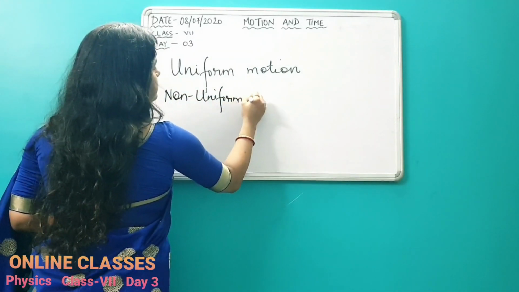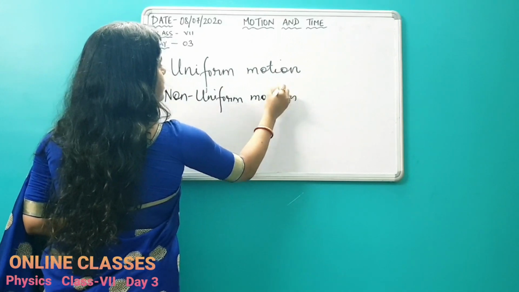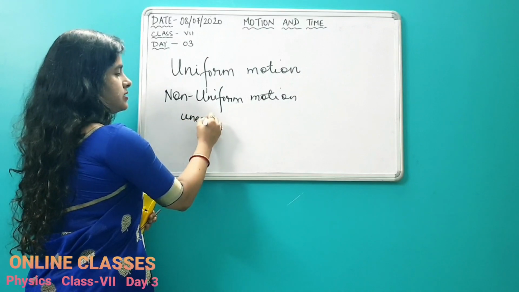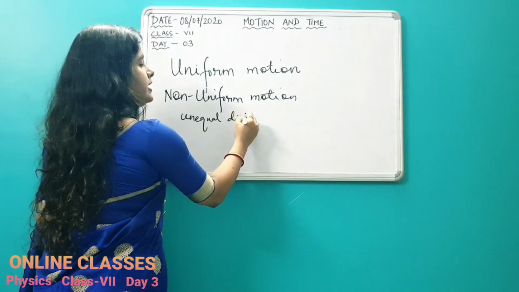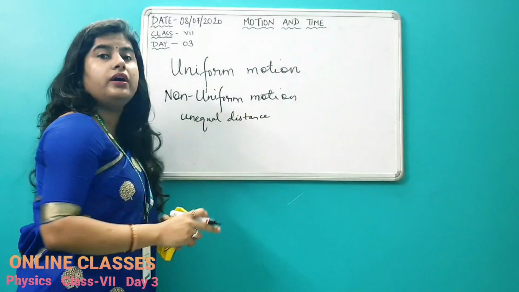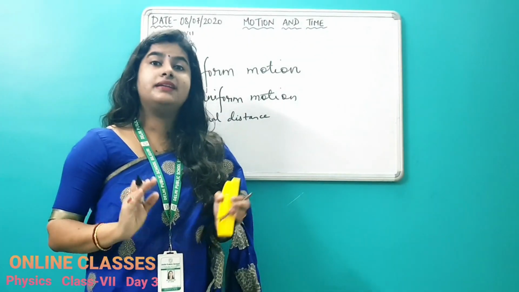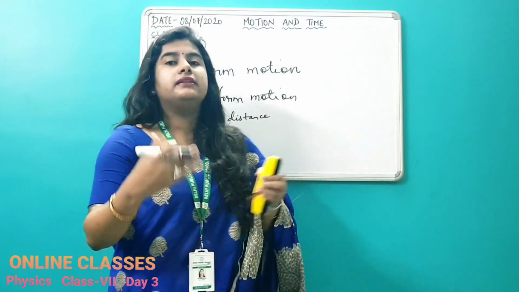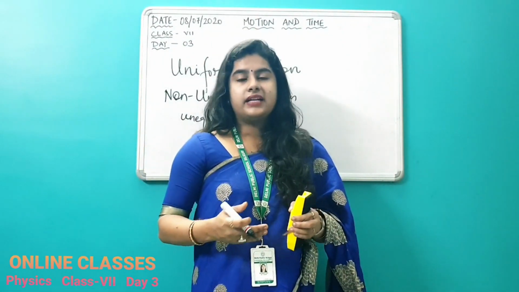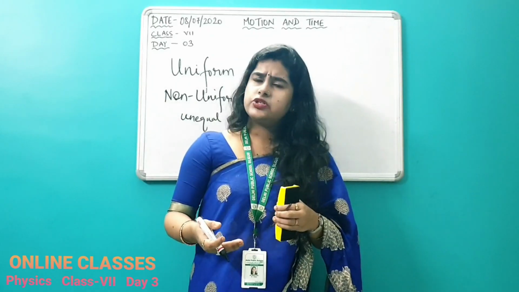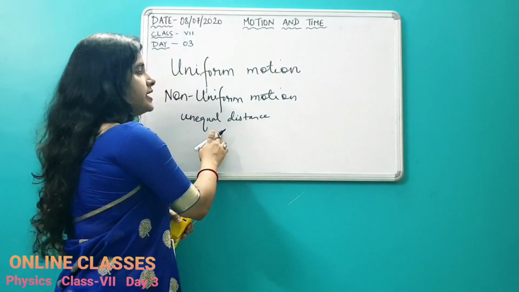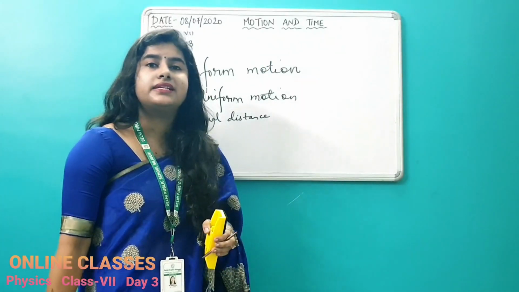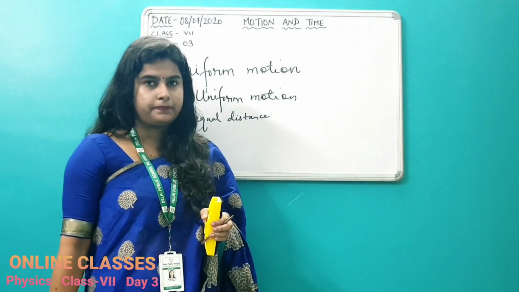Next comes non-uniform motion. What is a non-uniform motion? A body covers unequal distance in equal intervals of time. The distance covered by the vehicle is not the same throughout the journey. I mean, the distance will keep on changing at a different rate. Understood? So a body covers unequal distance in equal intervals of time.